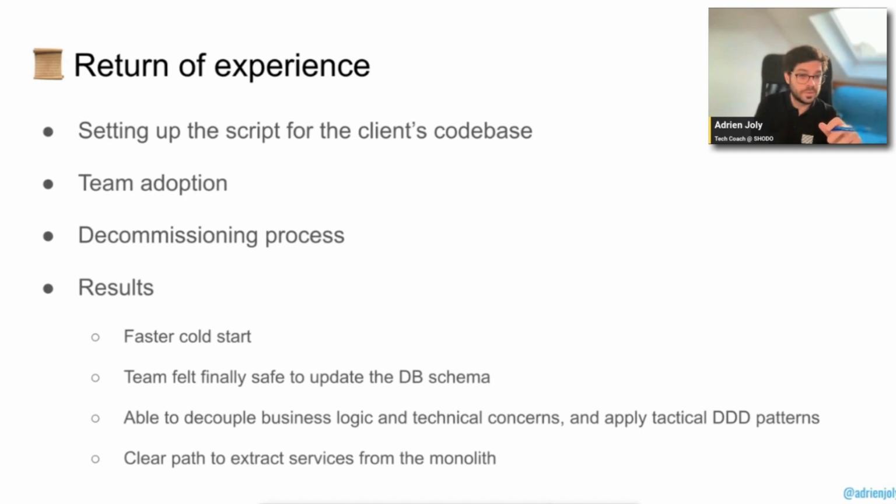Also, it set up a clear path to extract services from the monolith. So they were able to separate some APIs into different code bases. Whereas in the past, everything was coupled because of that common cache that was used by all the APIs. So yeah, the client was very happy about doing that.